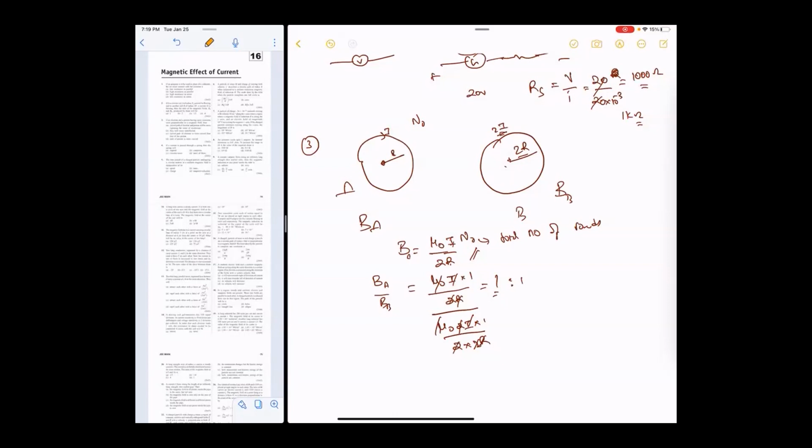Now, magnetic field in a circle we have done. Magnetic field in a solenoid at the center is BC equal to mu naught n I, where I is the current. This small n is the number of turns per unit length. The other N is the total number of turns. Both are different. Is that clear?